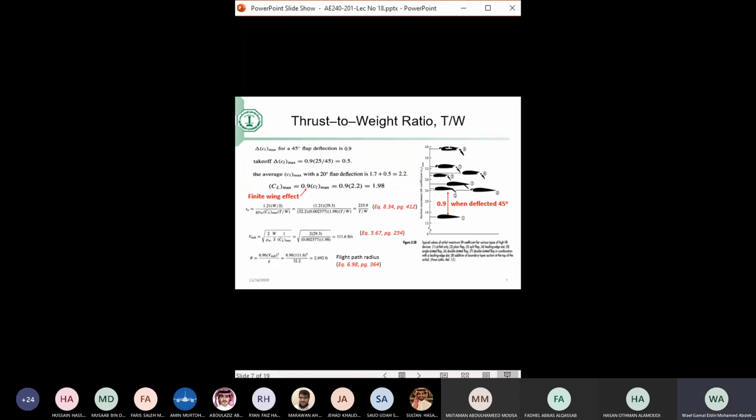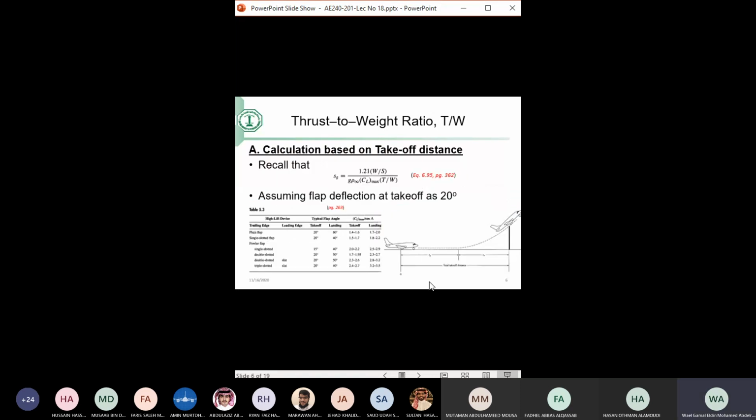Does that mean the wing cannot generate more than 1.98? No, it can if we deflect the flaps more in takeoff, but we don't do this because takeoff speed is slightly higher than landing speed. Okay, so we now have CL max to be 1.98. So I have everything on the right hand side now except T over W. So the distance on the ground turns out to be, when I put the numbers, 233 over T over W. And I will wait on this equation for a second because this equation is only for this part.